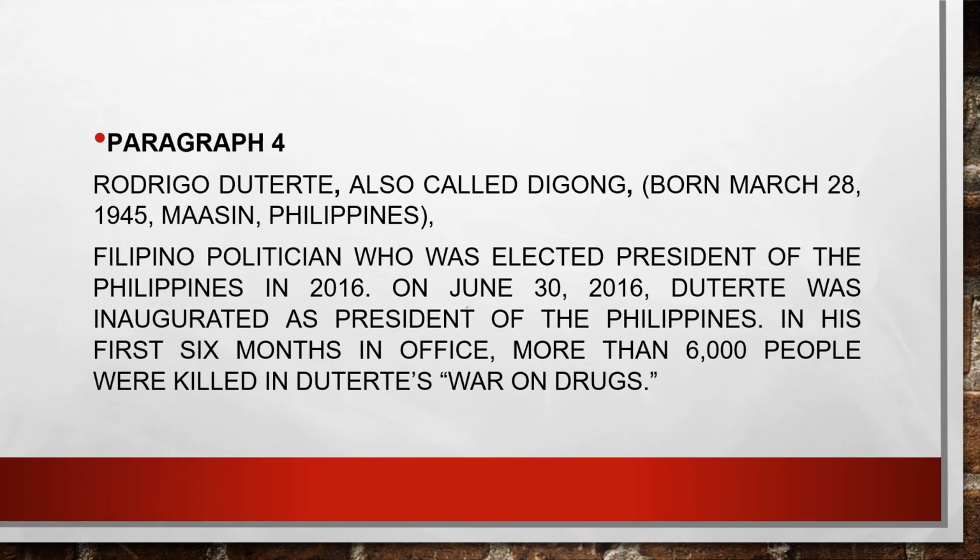Paragraph 4. Rodrigo Duterte, also called Digong, born March 28, 1945, Maasin, Philippines. Filipino politician who was elected President of the Philippines in 2016. On June 30, 2016, Duterte was inaugurated as President of the Philippines. In his first 6 months in office, more than 6,000 people were killed in Duterte's war on drugs.